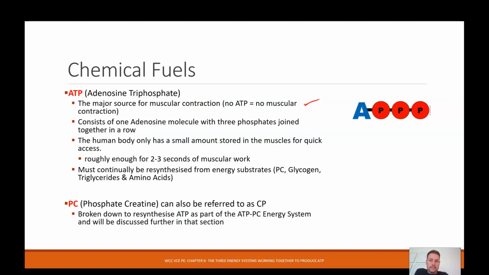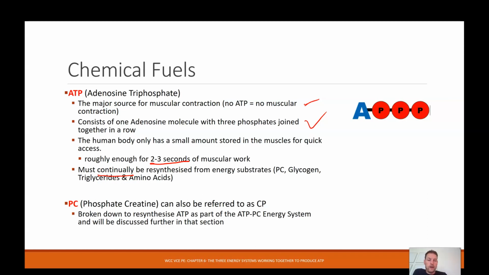ATP is 1 adenosine with 3 phosphates. We've ticked that off already. We talked about that. The human body only has a small amount. So as we said, 2 to 3 seconds worth, not very much energy at all. So it's really important we can resynthesize that continually to make sure that we can actually have energy. So we're going to talk about the other fuels now.